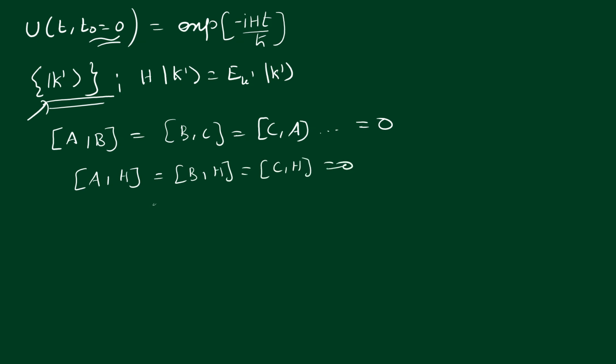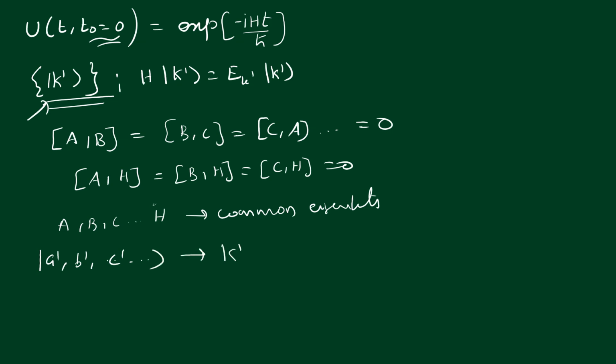Okay. Now, in this case, these operators A, B, C, etc. and H can be shown to have common eigenkets. Now we label these eigenkets by the eigenvalues of each of these operators. We can label the eigenkets as ket A prime, comma B prime, comma C prime, etc., or we'll use a collective index, ket K prime. So that's the collective index that I have used here.